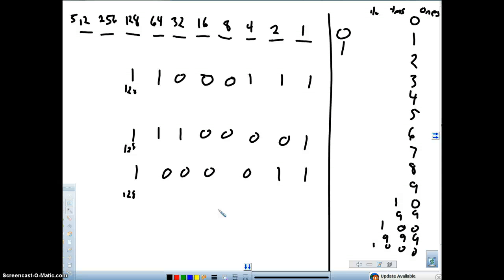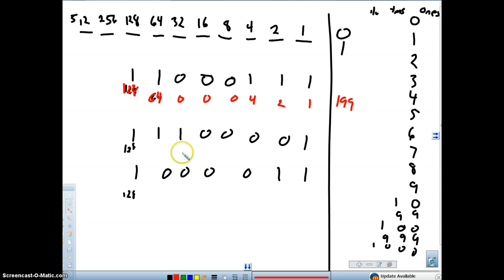199. Okay, so let's go through yours together, Patrick. So you had 128 plus 64. In fact, let me change it to a different color. Okay, 128 plus 0 plus 0 plus 4 plus 2 plus 1. So 128 plus 64 plus 4 plus 2 plus 1.